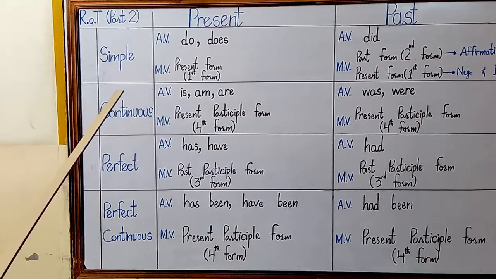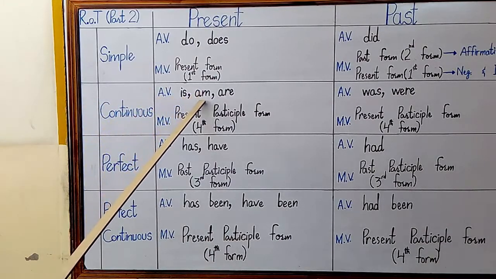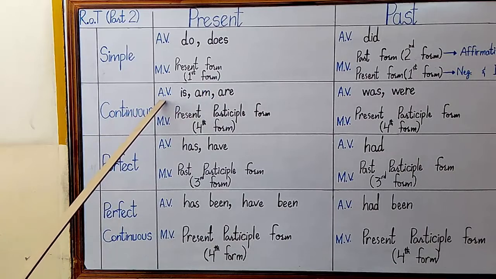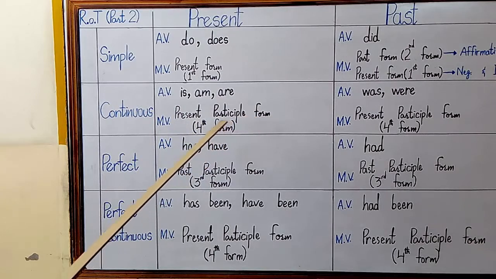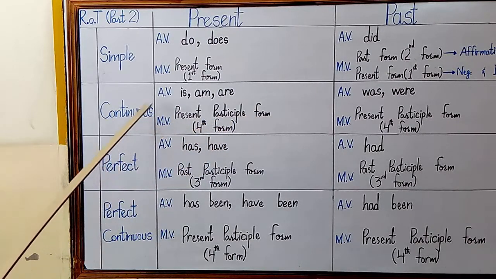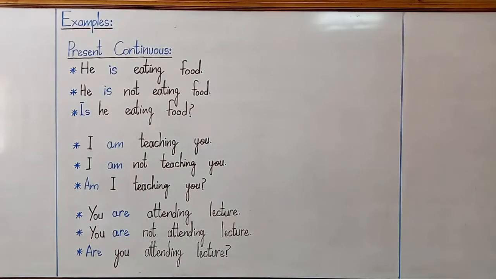Now present continuous. We use is, am and are as auxiliary verbs in present continuous, and we use the present participle form, which means the fourth form of the main verb. The usage of is, am and are is exemplified on the board here. The first auxiliary verb is is. He is eating food. He is not eating food. Is he eating food? So you can see the usage of is in present continuous tense.